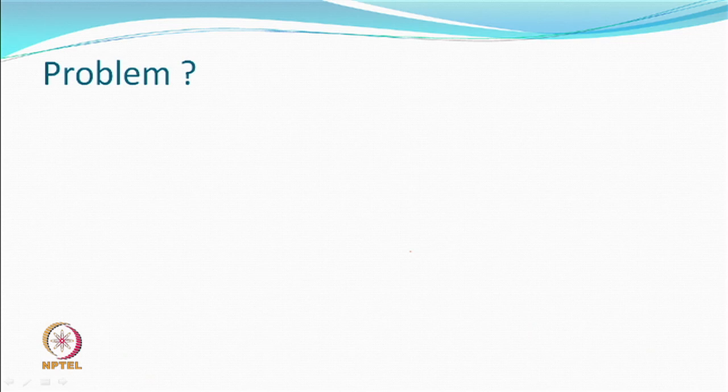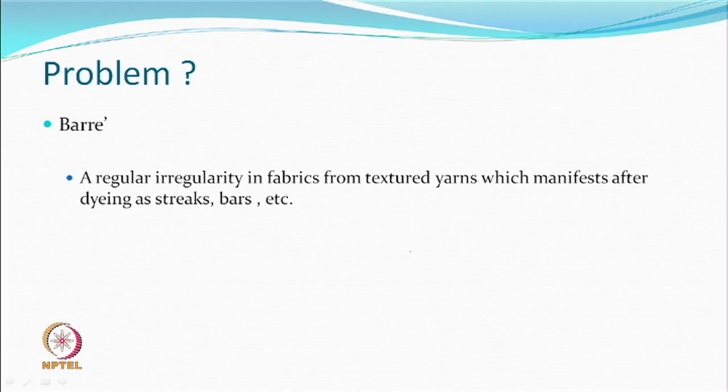So, what was the problem? You were doing a good amount of texturing, material was understood, the process was understood. So, what was the problem? One of the problems was called Bari. Now, one interesting thing is Bari is a problem which gets generated after dyeing. Dyeing is done after you have done texturing.